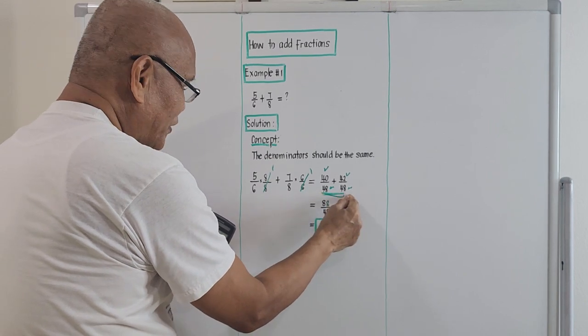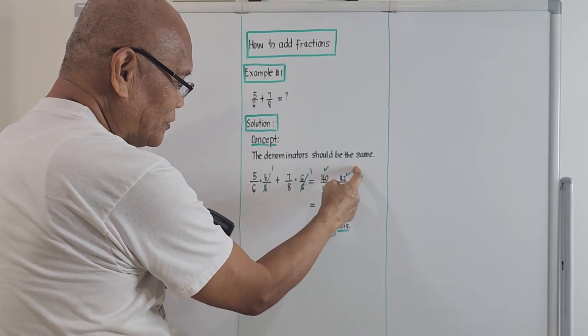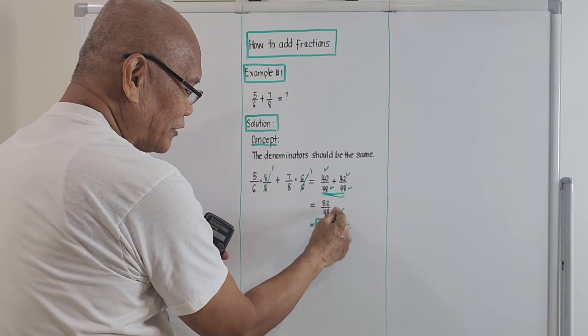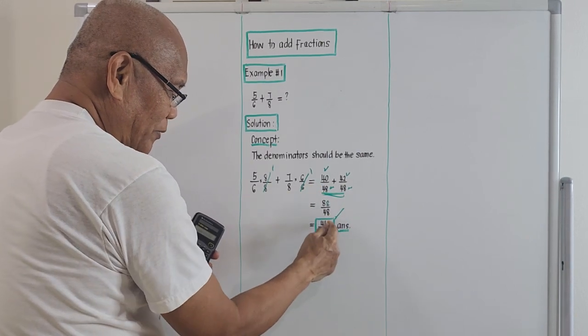This is 48, this is 48. So this is 40 plus 42, 82 over the common denominator now, 48. So the answer will be 41 over 24.